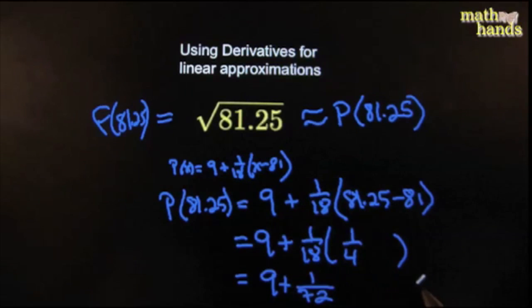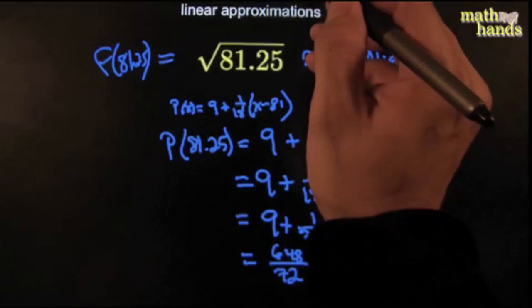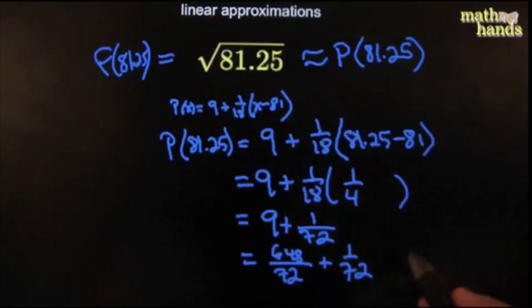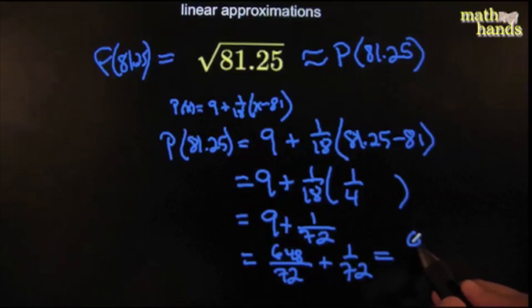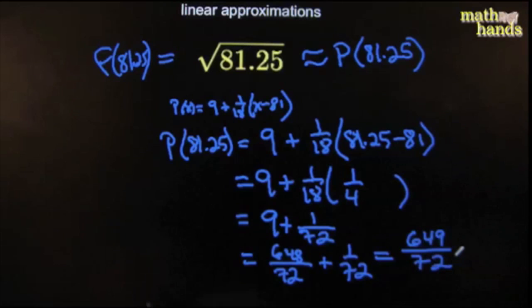And that becomes, let me see, 630 plus 18, 648 over 72 plus 1 over 72. Can you see that or not? Aha. And then that becomes, let me think, what does that become? I reckon that becomes 649 all over 72. Really nice.